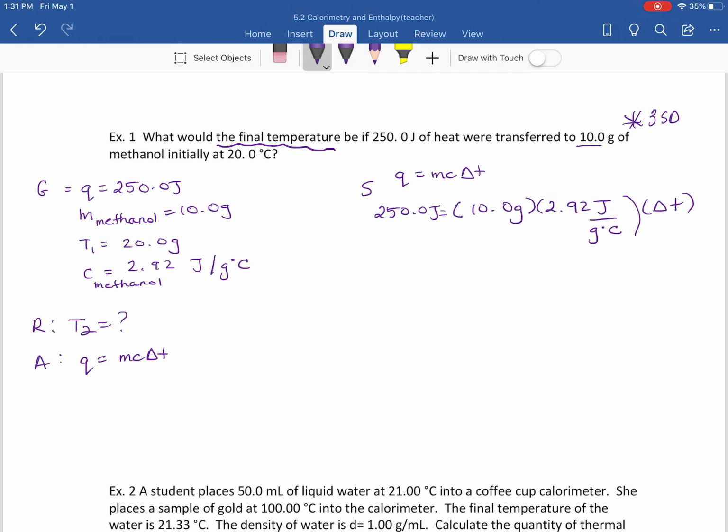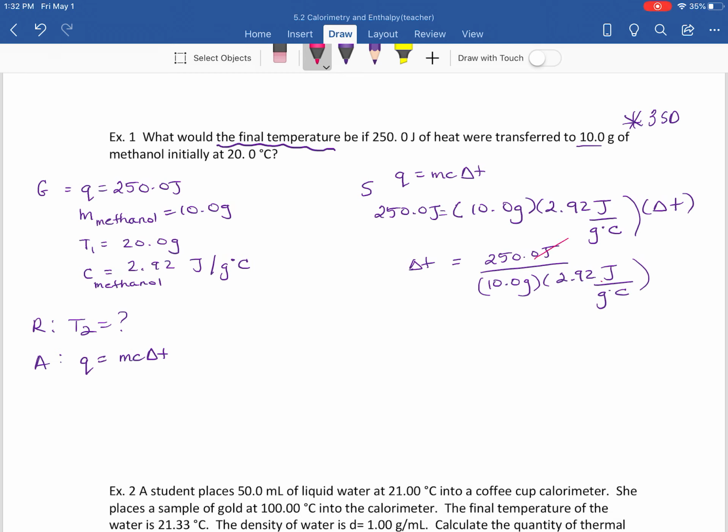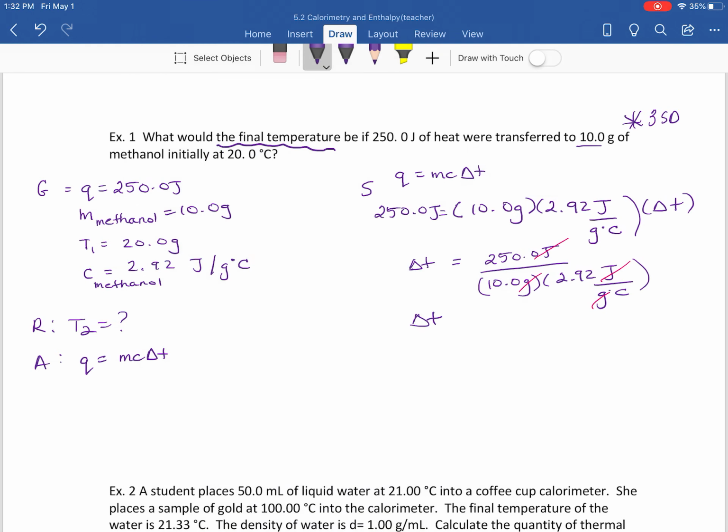Okay, so once we do the math, what did I forget? I forgot my equal signs. I thought that looked strange. Okay, so we will solve for delta T. Delta T equals 250 joules divided by 10 grams times 2.92 joules per gram degrees Celsius. And just because you know me, I love crossing this business off. Joules, joules, grams, grams, and 1 over degrees Celsius divided by the reciprocal equals degrees Celsius. So we know we haven't made a mistake in terms of manipulating our formula.